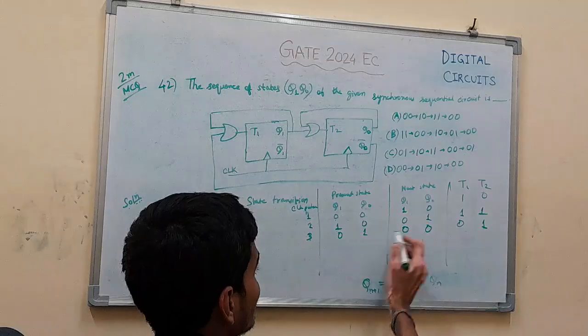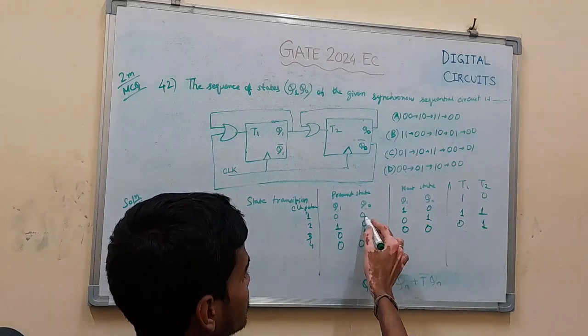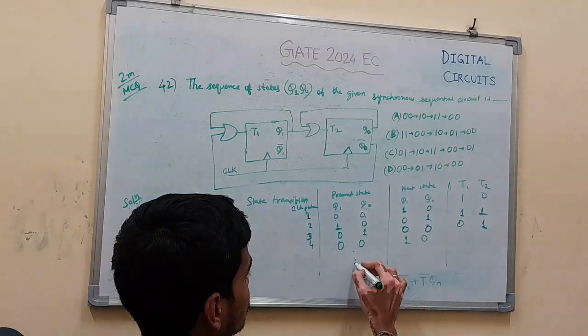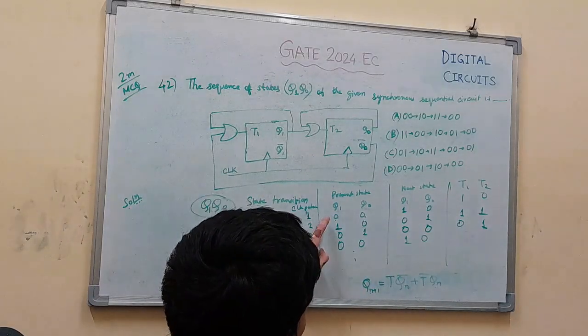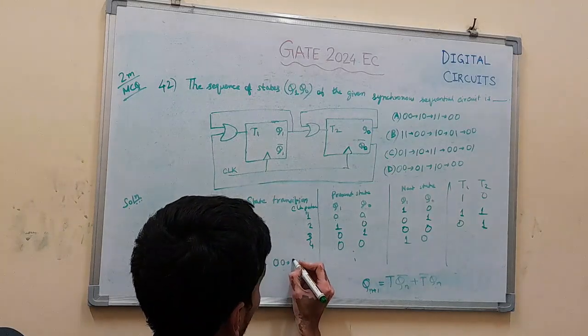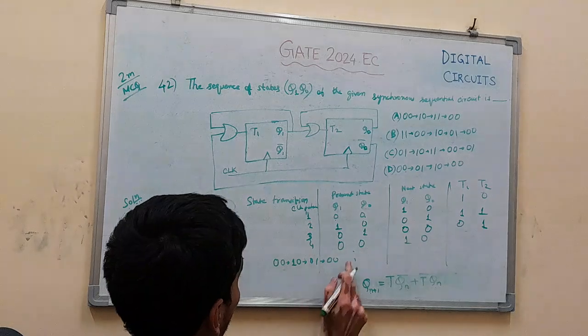So the next state becomes the present state. Now this will continue because we have updated the state again. So this will again go to 1 0 and so on. So we are getting this sequence: 0 0, 1 0, 0 1, again 0 0, like this.